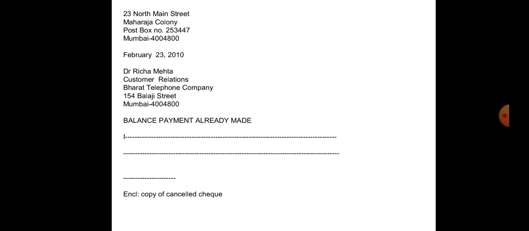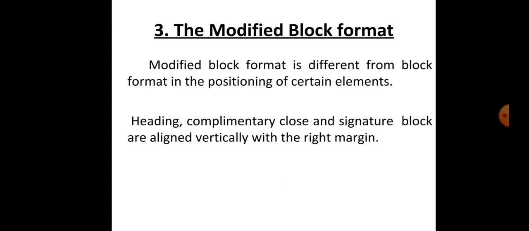So this one is a way to write business letter, and if you write like this, it becomes simplified layout, simplified format of writing business letters, if I'm not wrong. I hope you guys have understood this format also. Now moving on to the next one, that is the modified block format.